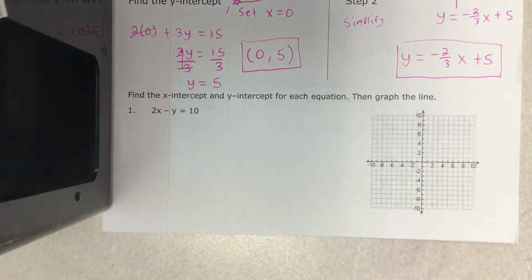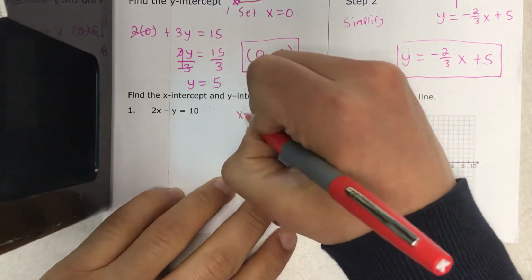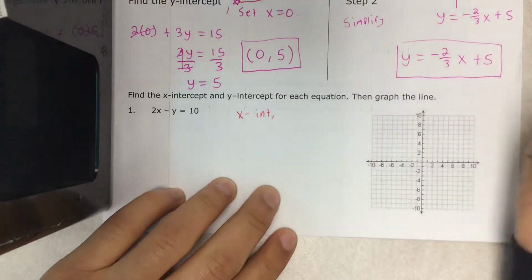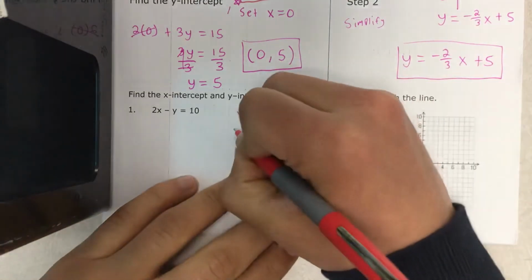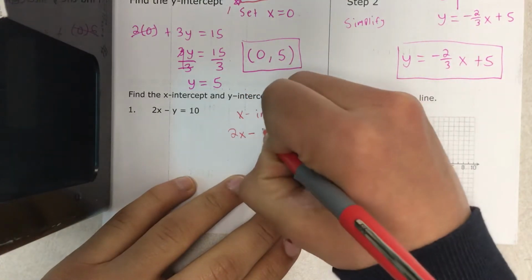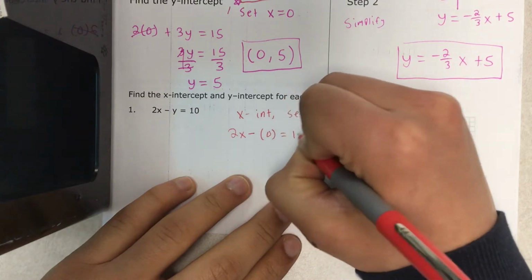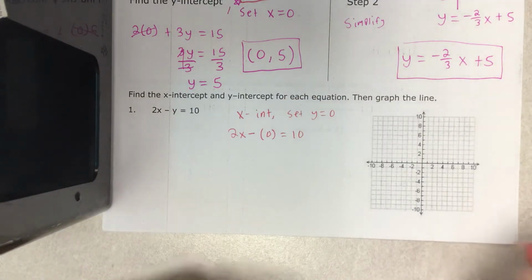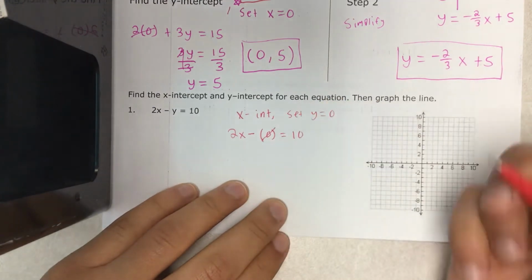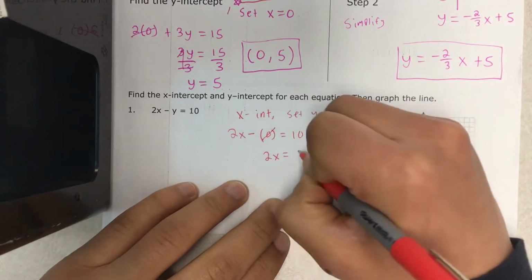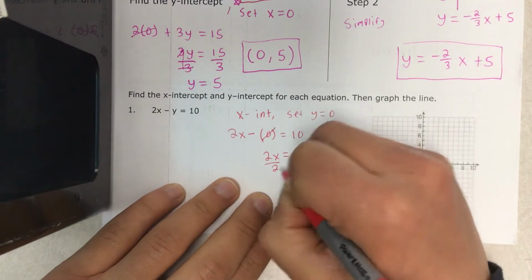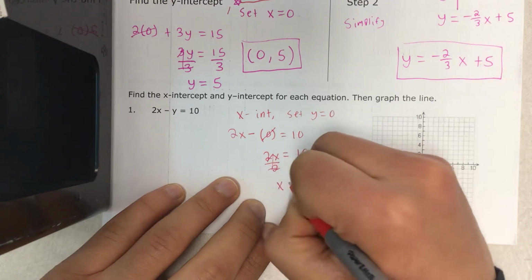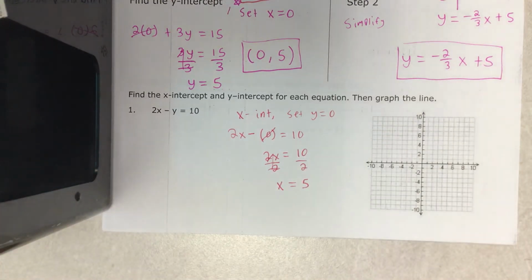So we'll do the x-intercept first. So remember, to find the x-intercept, so I'm going to write x-int, we set y equal to 0, okay? So I have 2x minus parentheses 0 equals 10, okay? Well, the 0 cancels out. It doesn't do anything. So I have 2x equals 10. To get x by itself, we divide by 2. What I do to one side, I do to the other. I get x equals 5, okay?